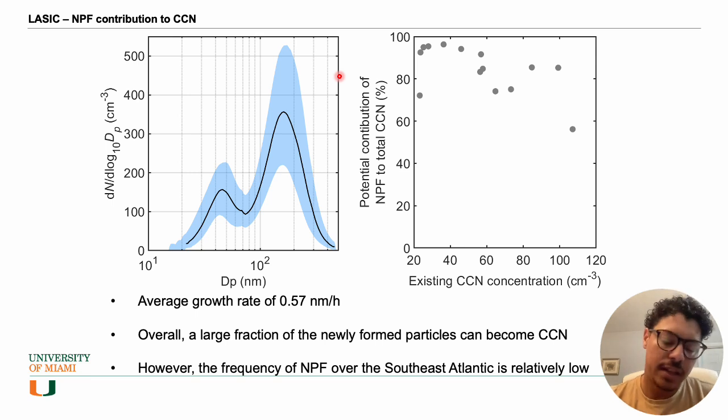However, we should note that the frequency of new particle formation over the Southeast Atlantic is relatively low, and the contribution of newly formed particles to total aerosol concentration is also relatively low. So comparing NPF and other aerosol processes, the entrainment of aerosol from the free troposphere, especially from biomass burning events, is more likely to contribute to most CCN over the Southeast Atlantic.